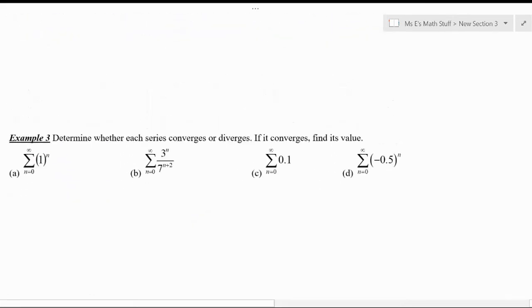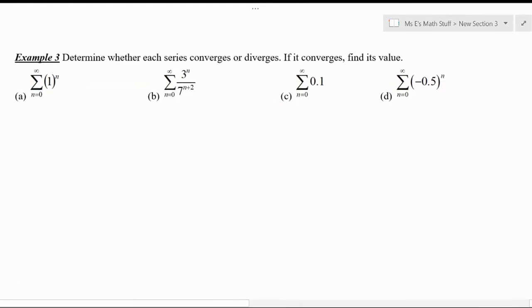All right, my friends. For example 3, I'd like for you to determine whether each series converges or diverges. If it converges, find its value, and also try to give a reason for why you said it converges or diverges. At this time, your reasons would be one of the following. Either explain it's a geometric with a certain common ratio, or use the nth term test for divergence. See how it goes. Check in with me in the next video.